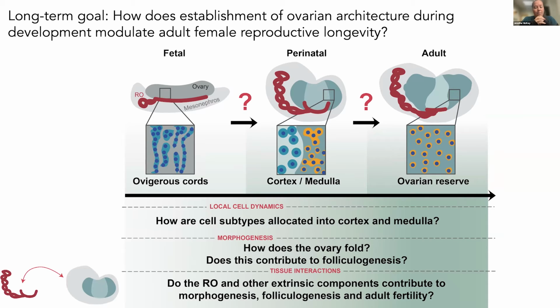Finally, I am really interested in investigating tissue interactions, their nature, and also their role in driving ovary morphogenesis, folliculogenesis, and adult fertility. And so one example that I mentioned today is investigating the interaction between the rete and ovarian cells and understanding how that might contribute to establishment of architecture and function of the ovary.